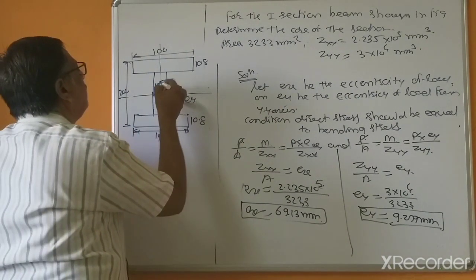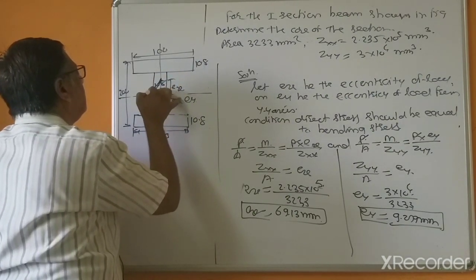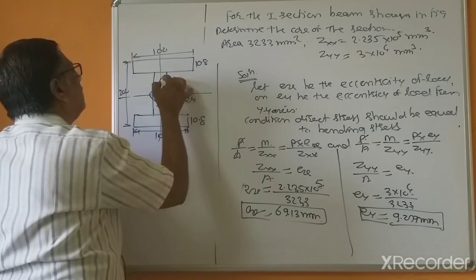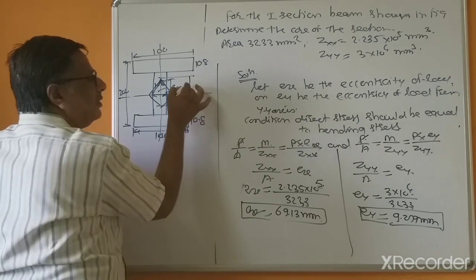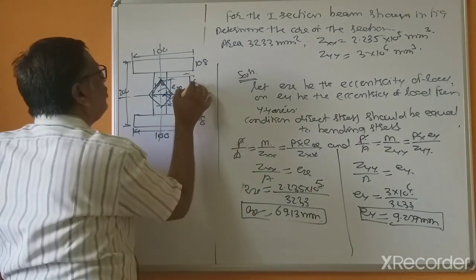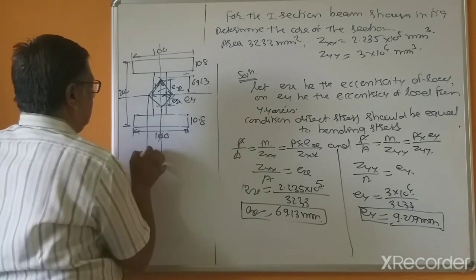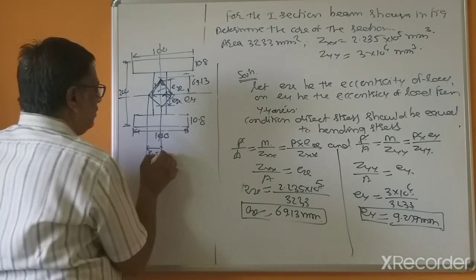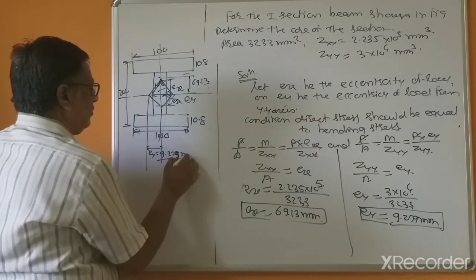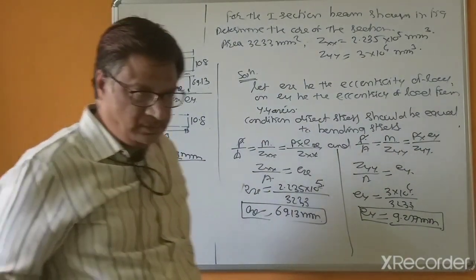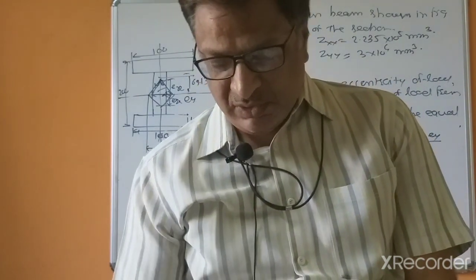That's why we can draw this: Ex equal to 69.13 and this Ey equal to 9.279 mm. I think you understand these problems also.